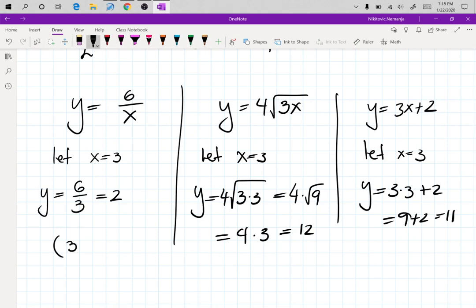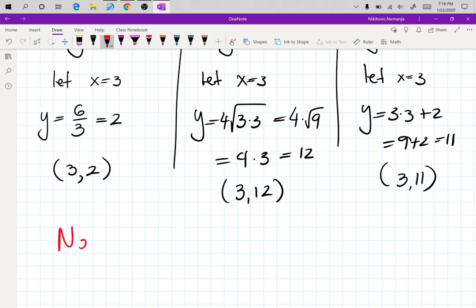Ordered pair 3, 2, because that's your x and y. The answer is your y value, because you have equal, right? And x is equal to 3, that's given. Over here is 3, 12. And over here is 3 and 11. These are ordered pairs that you can plot. You can find others and then connect them with a line.